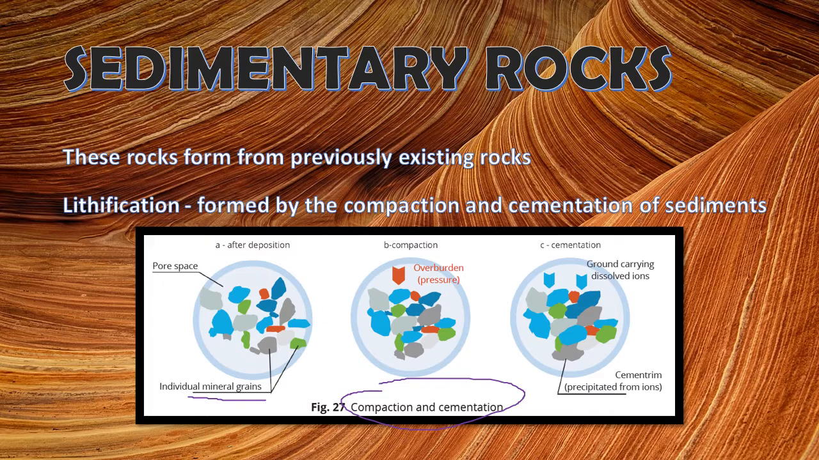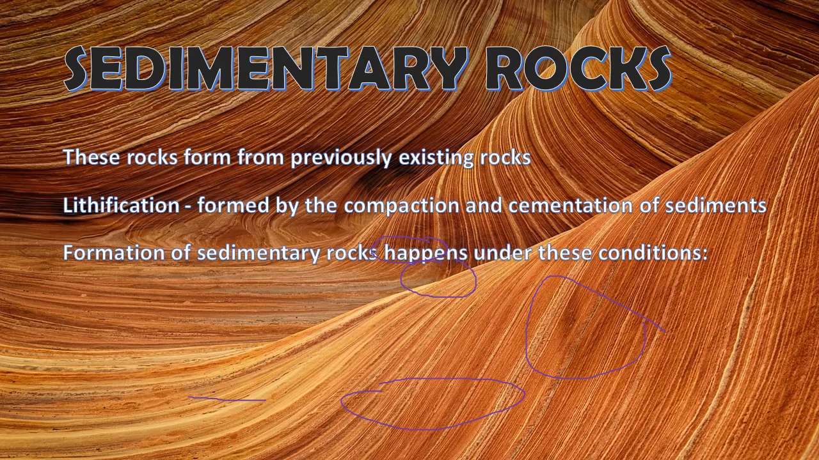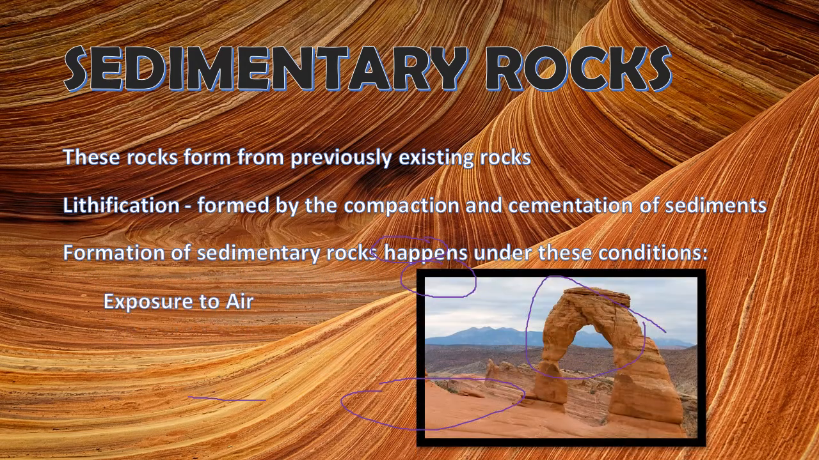And then afterwards, due to the pressure or overburden, they undergo compaction and they are cemented together and form into sedimentary rocks. So, ground water carrying dissolved ions cements them all into one form of rock, which is called sedimentary rock. So formation of sedimentary rocks happens under these conditions.